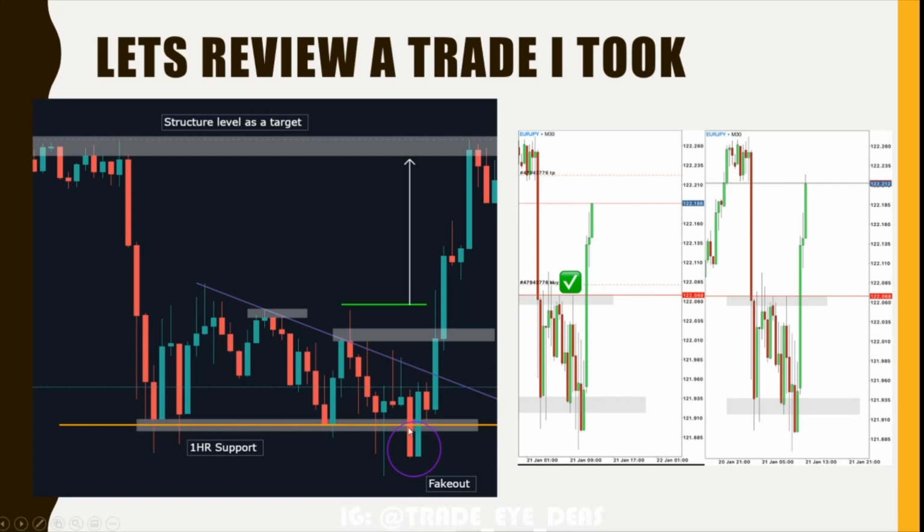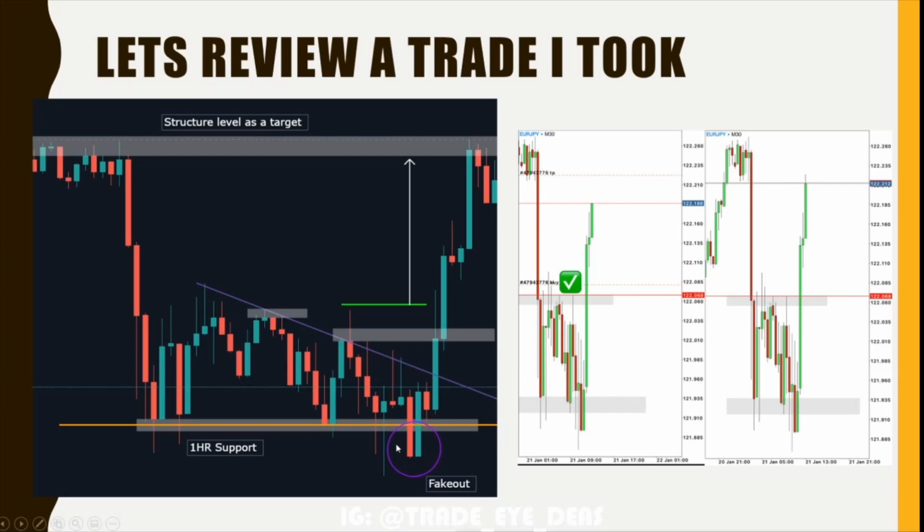This was acting as a really strong support. Now, what happened over here? This red candle broke all the way down. In fact, no, this is a 30-minute chart, but I drew the structure level on the 1 hour. So like we said before, we pick our structures on the higher time frames and we look for entries on the lower time frames. So here, this candle broke down, but the next one actually broke back up inside.